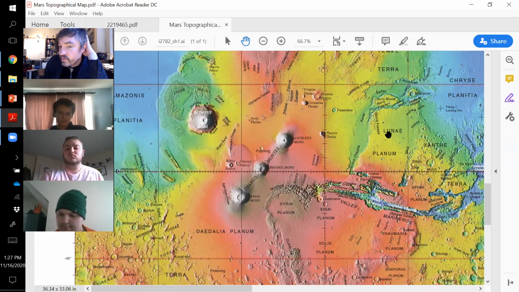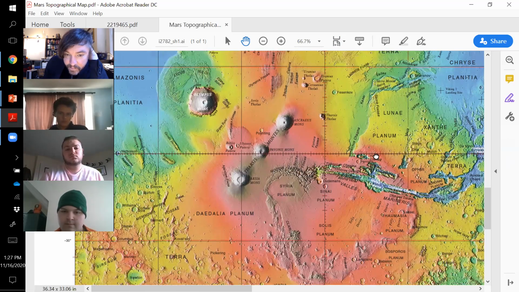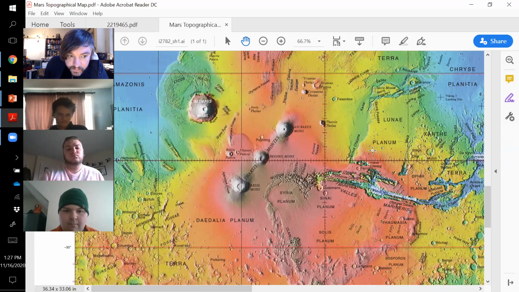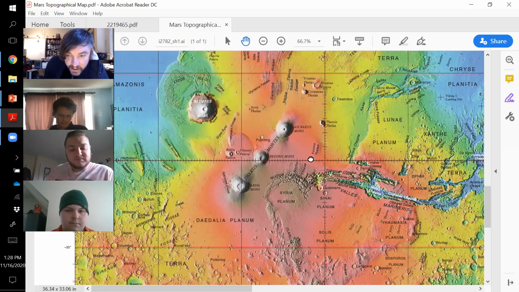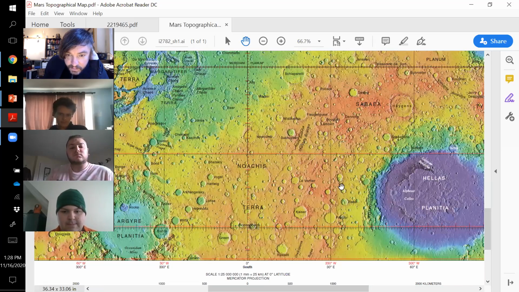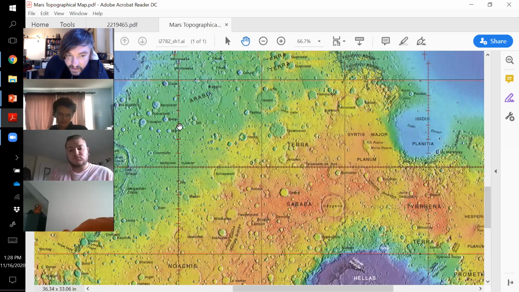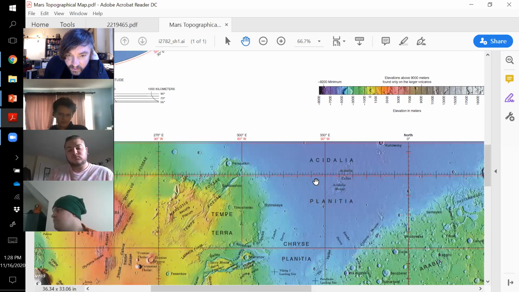Where do we see the highest elevations on the map? Like the mountain ranges. The tops of these are volcanoes actually. Oh, okay, tops of volcanoes. Notice that in the planitias and things in the lower northern hemisphere, we see lower elevations.